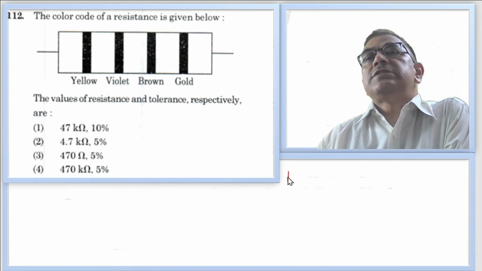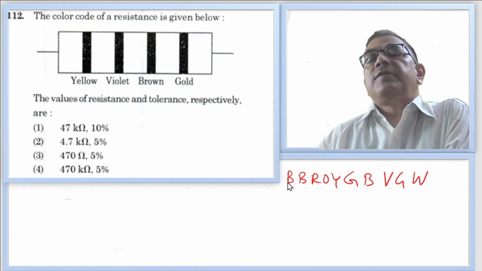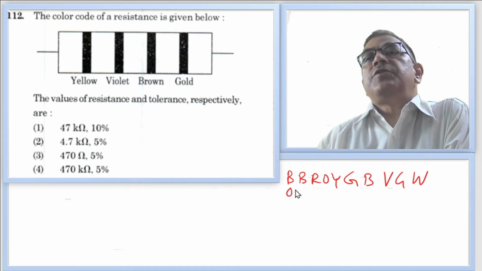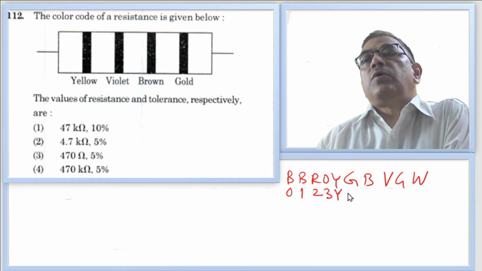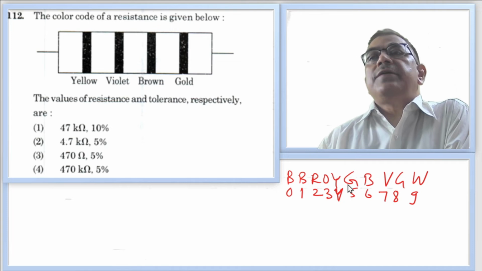And this is the color code system. Let's use this mnemonic: B B ROY of Great Britain has a very good wife. This B stands for black, starting with 0, brown for 1, red for 2, orange for 3, yellow for 4, green for 5, this is 6, this is 7, this is 8 and 9. This G is for gray.